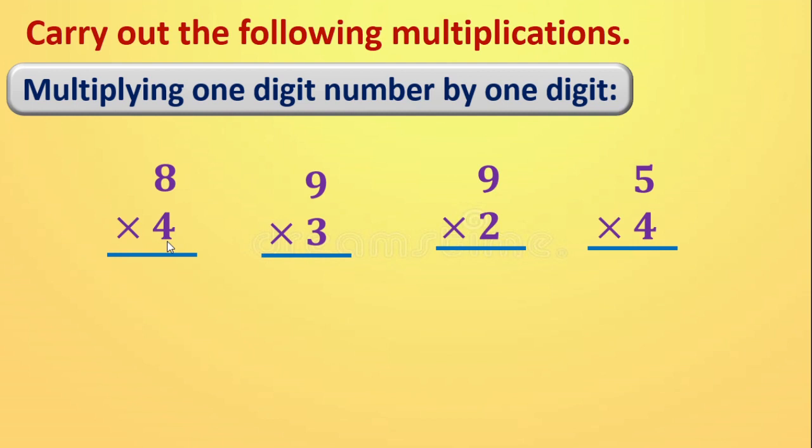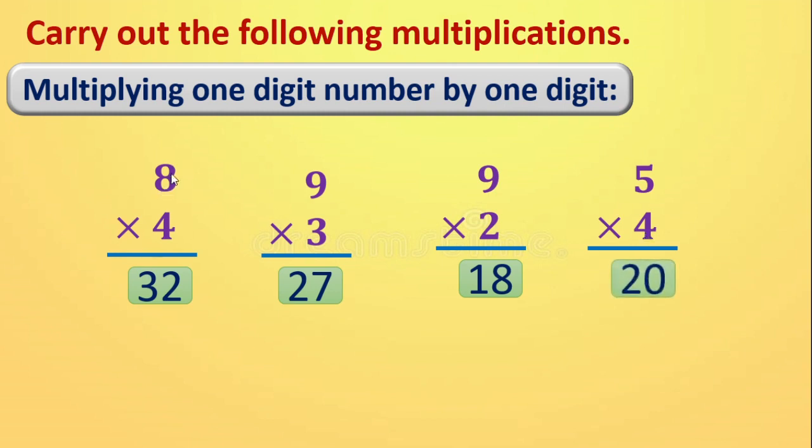That is, 8 fours are 32. Correct? 9 threes are, yes, you are right, 27. 9 twos are 18. 5 fours are 20. This is called the vertical method because we are writing the numbers one below the other. 8 is up and 4 is below 8. Here the standing method, that is the vertical method.